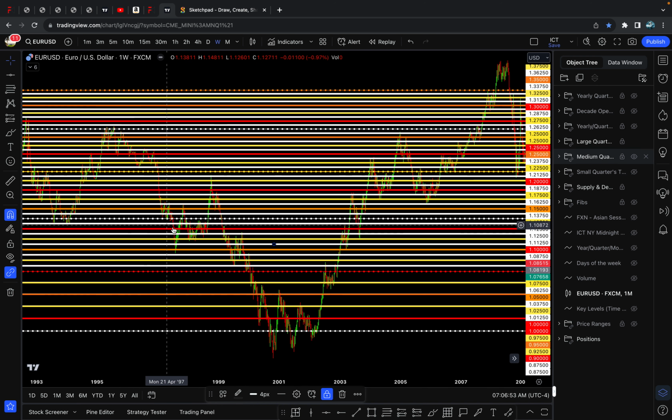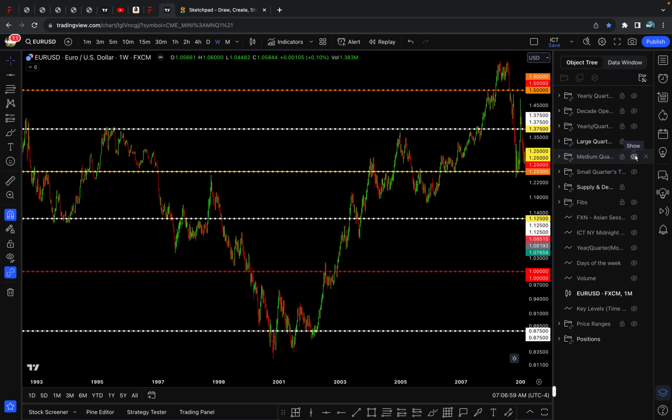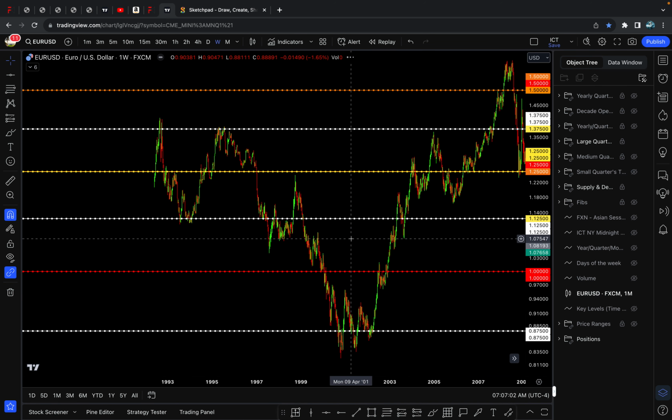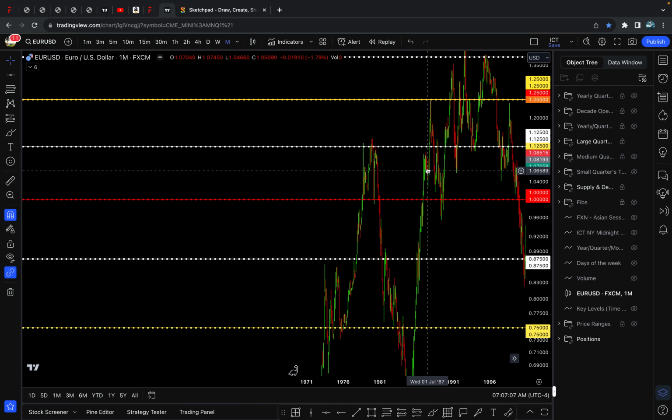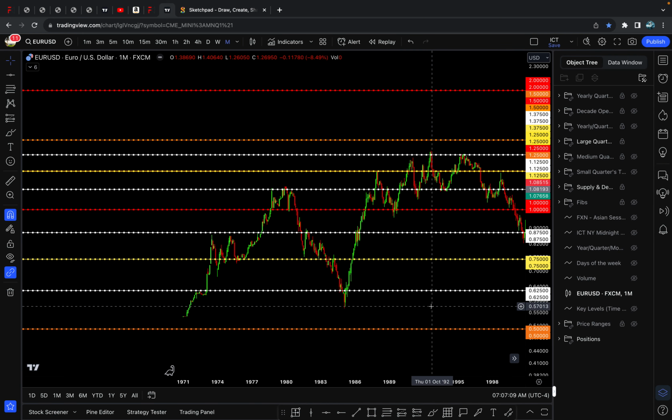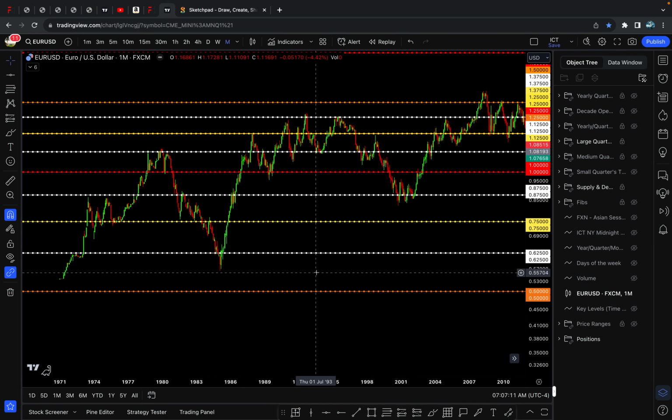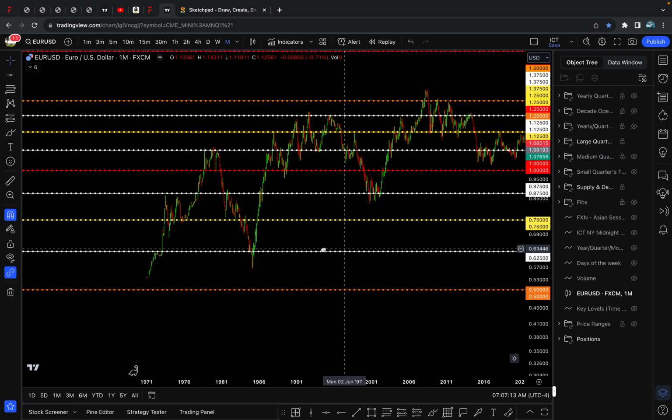So back to what I was saying over here. Price really is getting action off of these levels. Look at that. I mean, look at this. Look at that. And we're on the weekly right now. Go to the monthly, and let's just see what it looks like one more time.